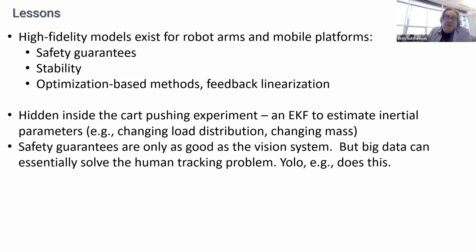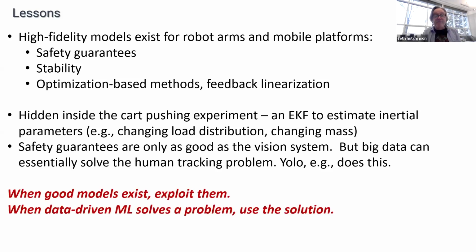We have safety guarantees, but they're only as good as the vision system, right? Because our safety guarantees, that you saw with Sergio interacting with the robot and the robot not hitting him, come from a computer vision system finding the people in real time. But big data has basically solved the vision problem in terms of tracking humans in reasonable settings, right? So we use YOLO. I don't remember which version we used, and it's remarkable. It's robust and effective and fast.